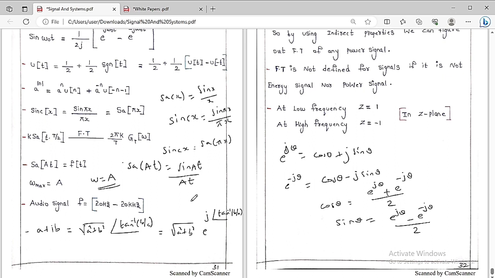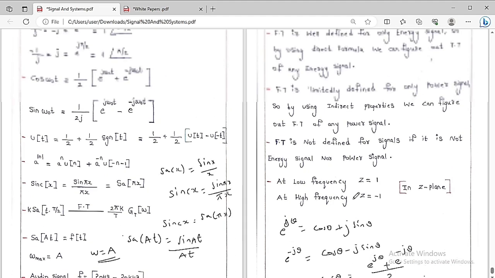So what is the audio signal range? It is from 20 Hz to 20 kHz. A person can listen only from 20 Hz to 20 kHz, not above or below. If any signal has a frequency less than 20 Hz or above 20 kHz, then he cannot hear it. So this point you always have to keep in your mind: generally a person can hear an audio signal in the range from 20 Hz to 20 kHz.